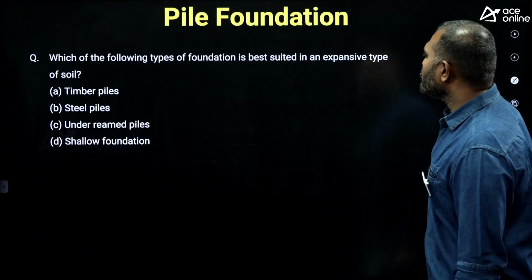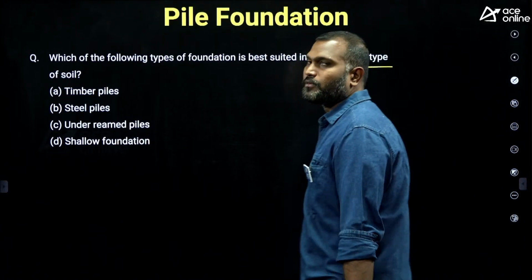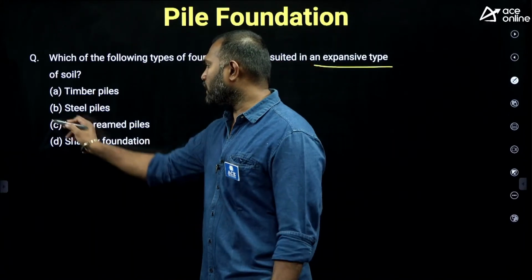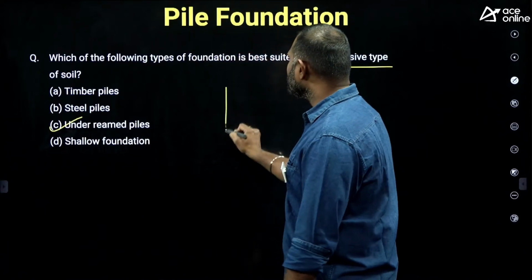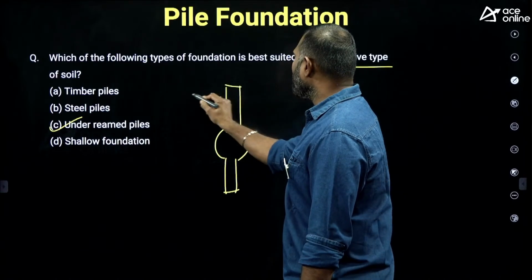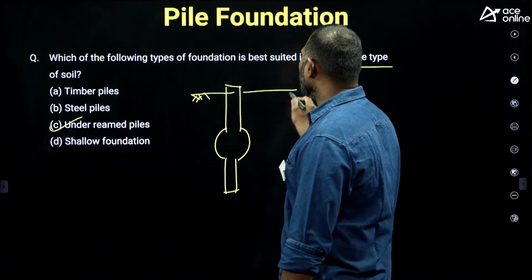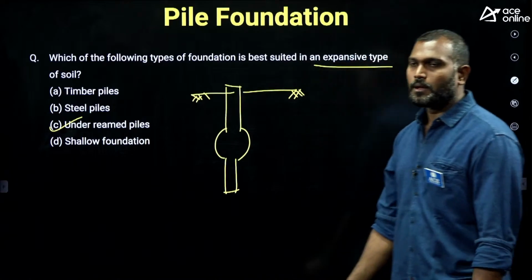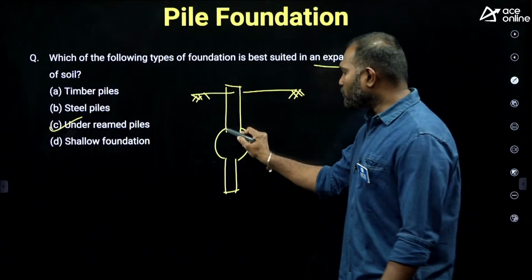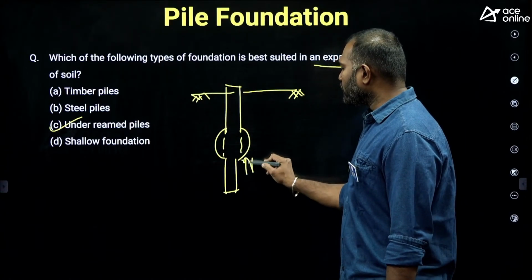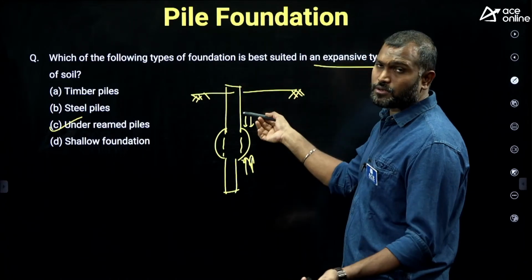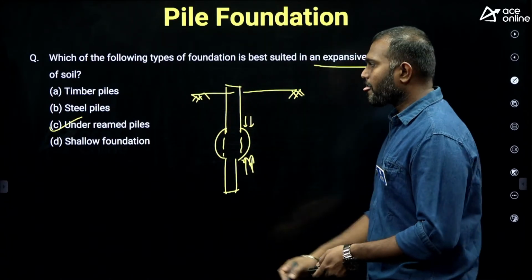Which of the following types of foundation is best suitable in case of expansive soil? For expansive soil where the swelling and shrinkage is very high, it is better to go for under-reamed piles. Under-reamed piles are not vertical piles, they are bulb piles. They are made by means of boring only, they cannot be precast driven piles. This bulge portion will help in preventing the swelling and shrinkage. So the foundation best suitable for expansive soils is under-reamed piles.